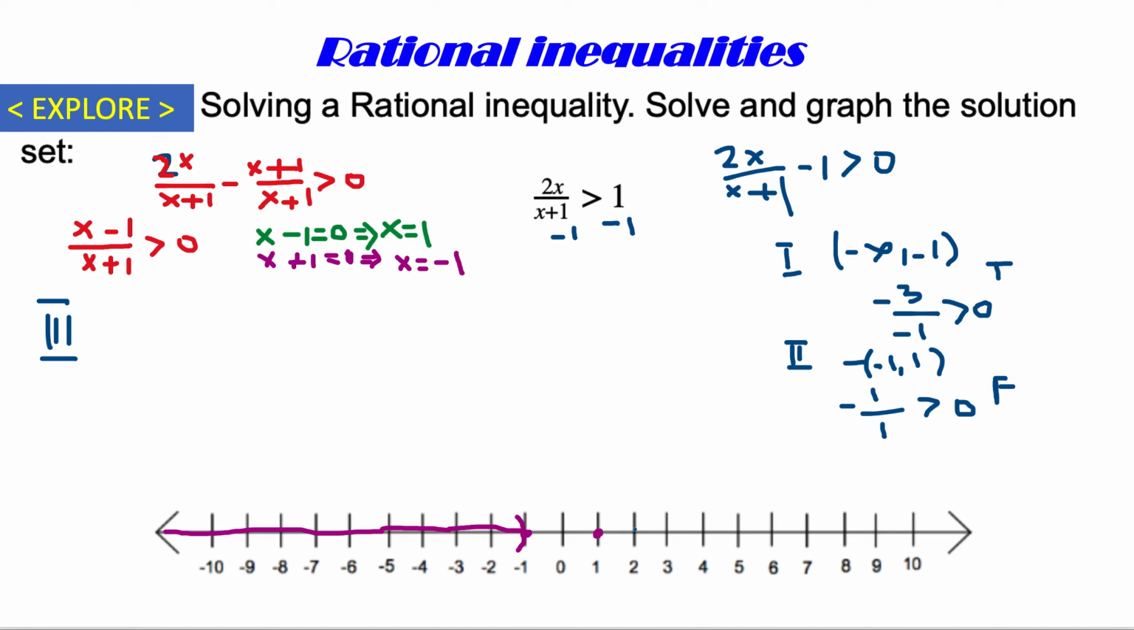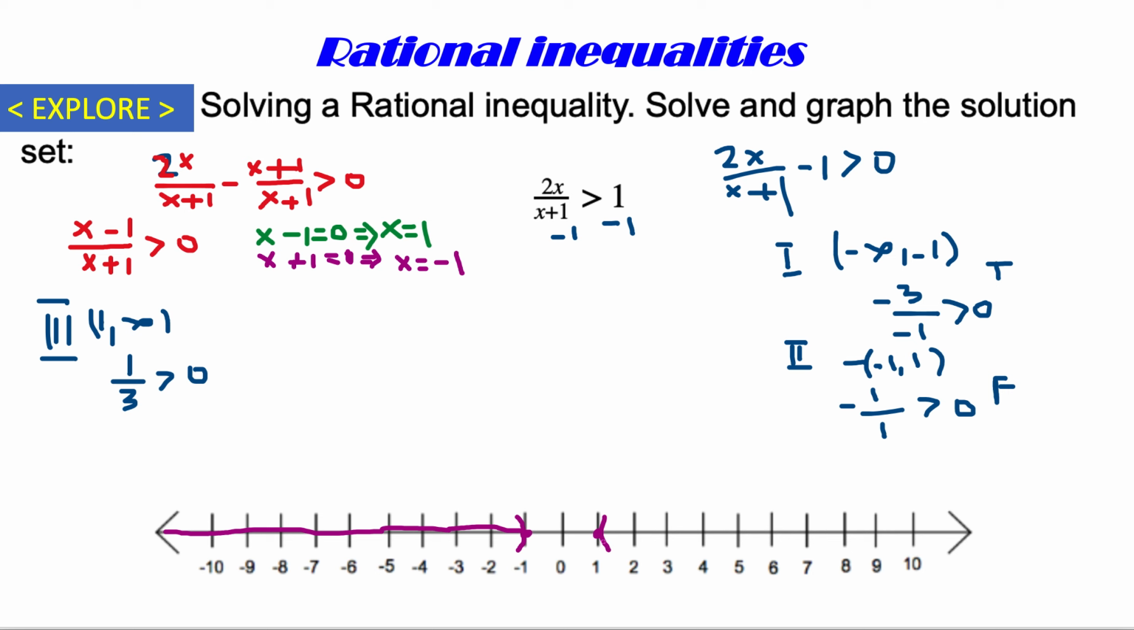Let me take any number here, and I'm taking integer 2 because it's much easier. I can take any number between 1 and infinity to check whether it satisfies this inequality. So I'm taking 2 and checking: 2 minus 1 is positive 1, and 2 plus 1 is 3. And 1 over 3 is greater than 0. So it's satisfied, which means this is a part of the solution.